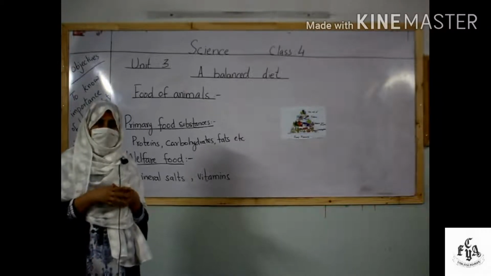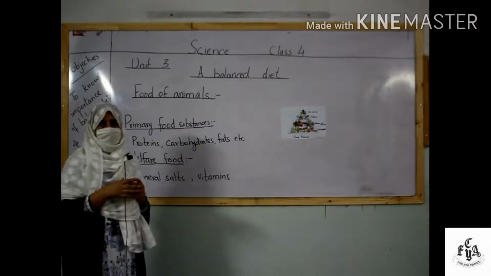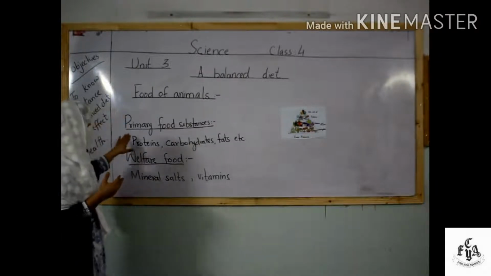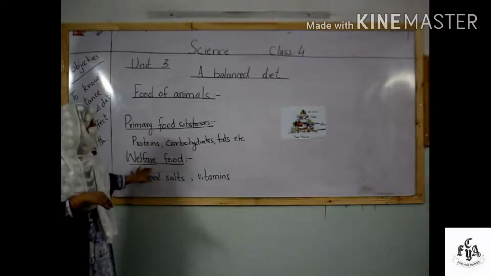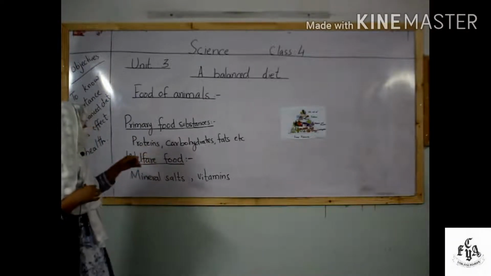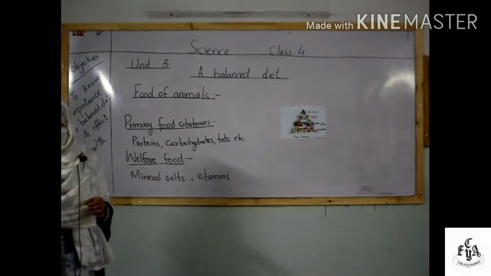So as it is a mixture of different foods, that's why it is mainly divided into two groups. One is called the primary food substances, and another is called the welfare food. Primary food substances are the proteins, the carbohydrates, the minerals, the fats, etc.